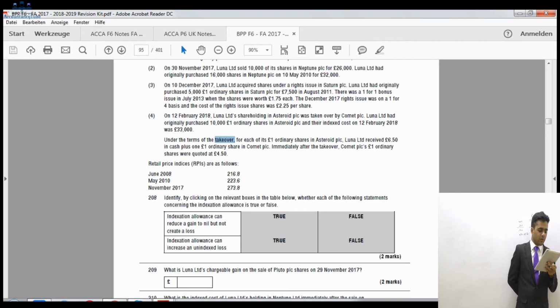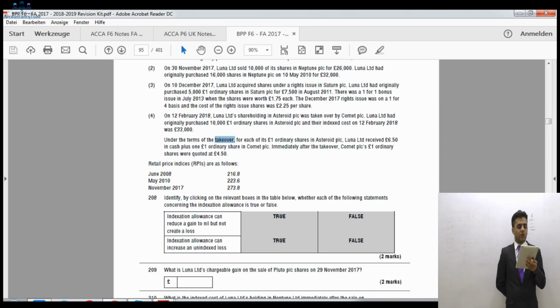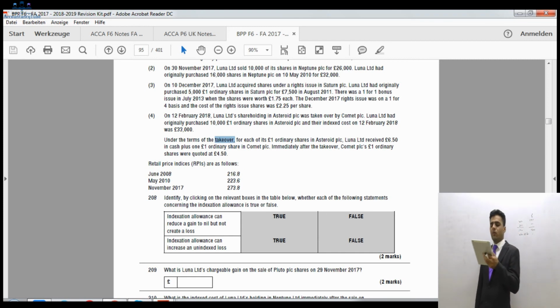So we'll take the cost, which is £33,000, multiplied by cash received, 650 times 10,000, and divide that by cash plus the new shares. The price of the new shares is 450 per share. So that's how we'll calculate the cost.